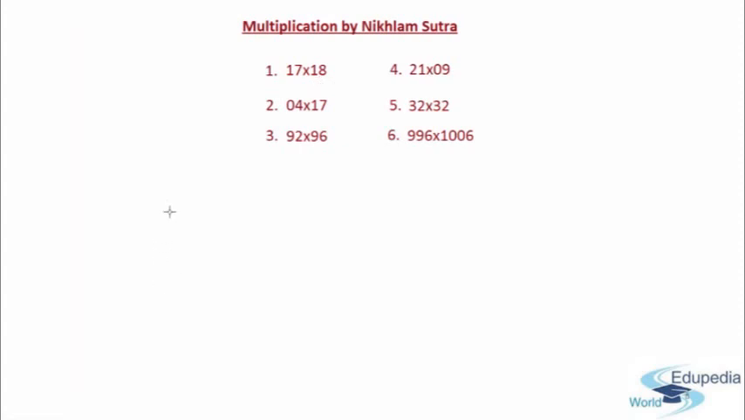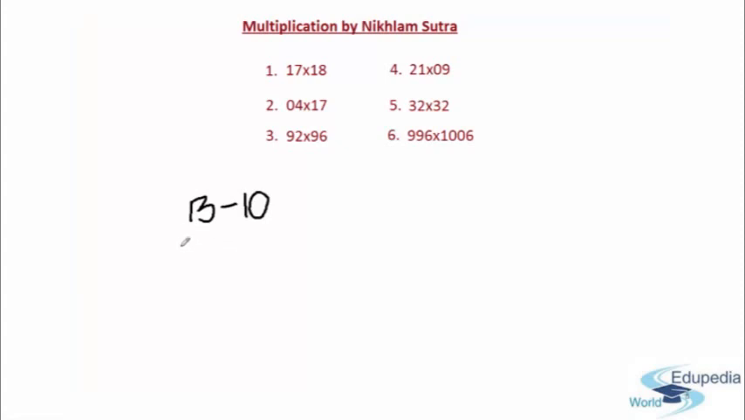In this bunch of problems, let me take the first problem, that is 17 into 18. If you want to multiply the numbers 17 and 18, at first you have to find the base for these numbers. The base can be either 10 or 20, because we can apply either case number 1 or case number 2 Nikhilam Sutra. If we apply case number 1 Nikhilam Sutra, then the base for these numbers is going to be 10.